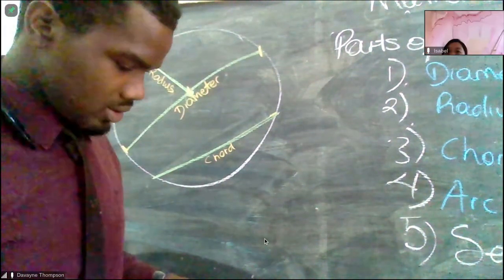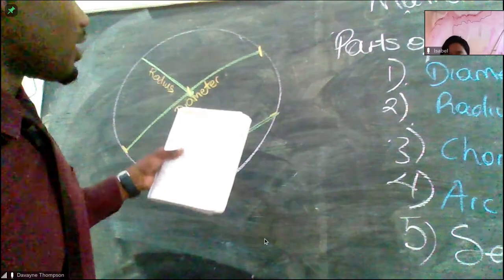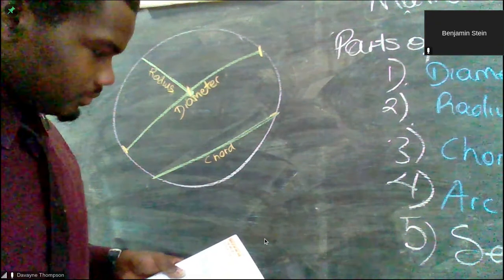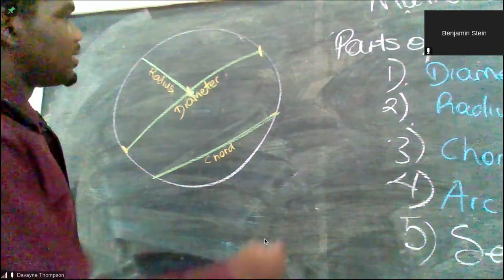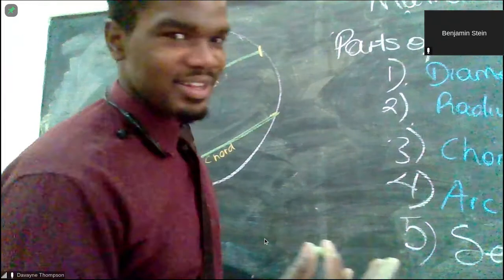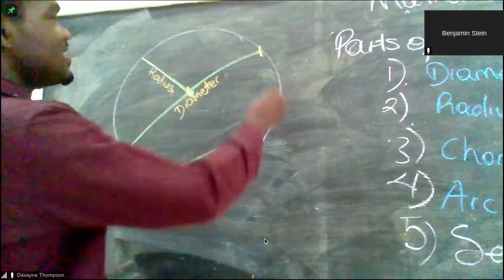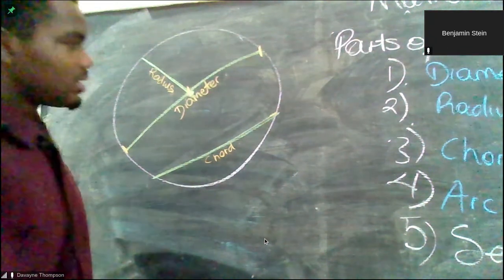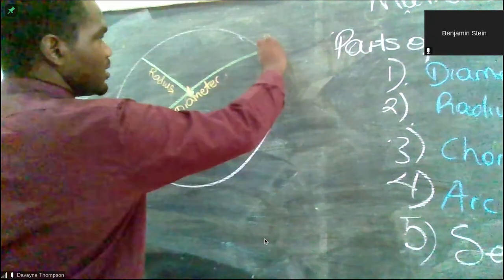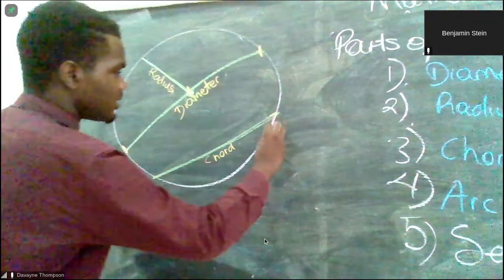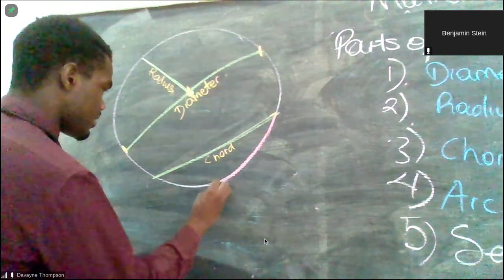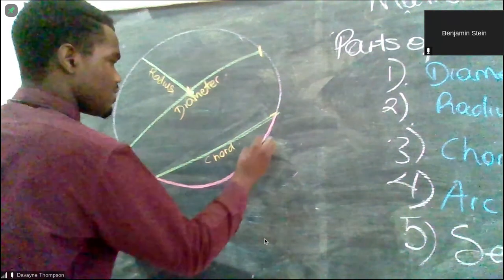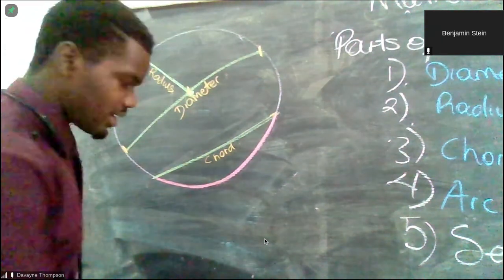What would be an arc? An arc would be a line on the circumference, or a part of the circumference. So let's highlight it. Let me use another color. Let's use pink. Let's use this region right here. That is an arc.